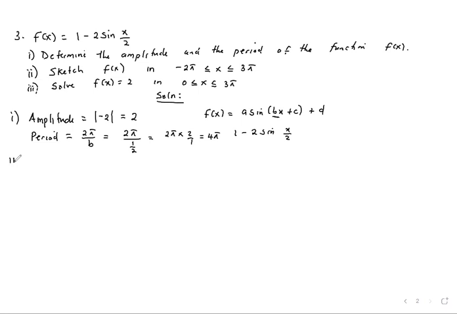Two, we want to sketch f of x in the given interval. To sketch, we need the scale. The scale we define as the period over 4. The period is 4 pi, over 4 we get pi. That is the scale.